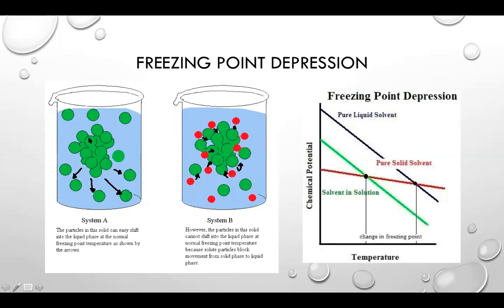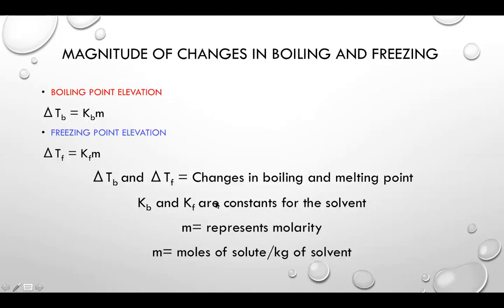And these molecules can freely leave the solid into the liquid phase because nothing's really holding them. There's no attractive forces that are holding them together. However, in system B, you have these little red molecules and solutes that's been added. And so this is essentially blocking or preventing the molecules moving from the solid to the liquid.